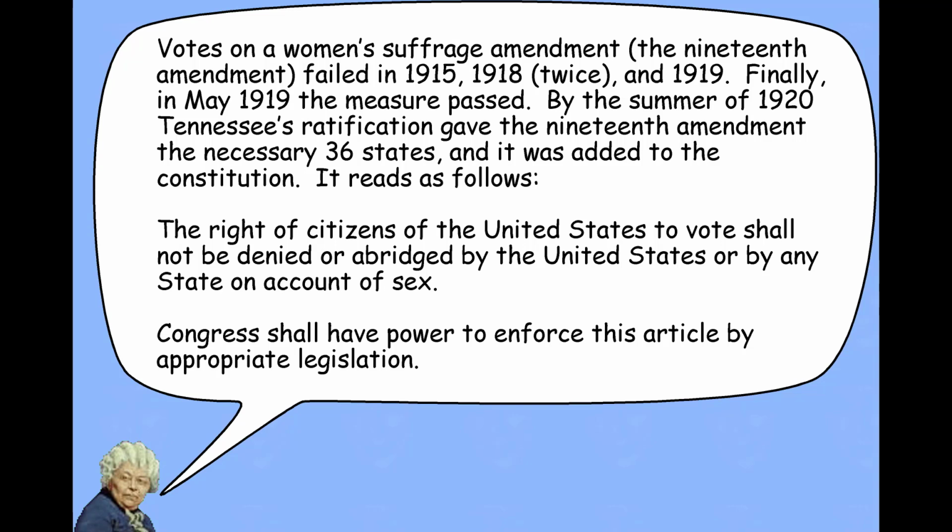Now, in May 1919, the measure did pass both houses with the required margin. And then by the summer of 1920, Tennessee ratified the 19th Amendment, and that gave the 19th Amendment the necessary 36 states so that it could be added to the Constitution. And the 19th Amendment reads as follows: "The right of citizens of the United States to vote shall not be denied or abridged by the United States or by any state on account of sex. Congress shall have the power to enforce this article by appropriate legislation."